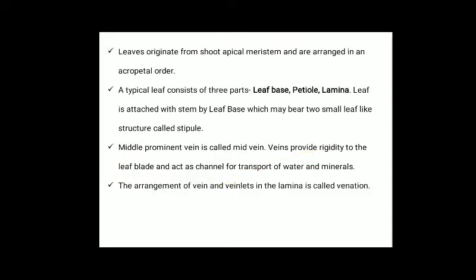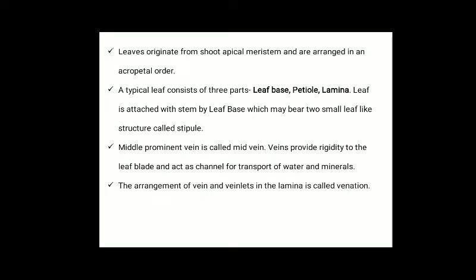If you see the structure parts of the leaf, leaves originate from the shoot apical meristem and are arranged in acropetal order. The typical leaf consists of three parts: leaf base, petiole and lamina. The leaf is attached to the stem by the leaf base, which may bear two small leaf-like structures called stipules. The middle prominent vein is called the midvein.